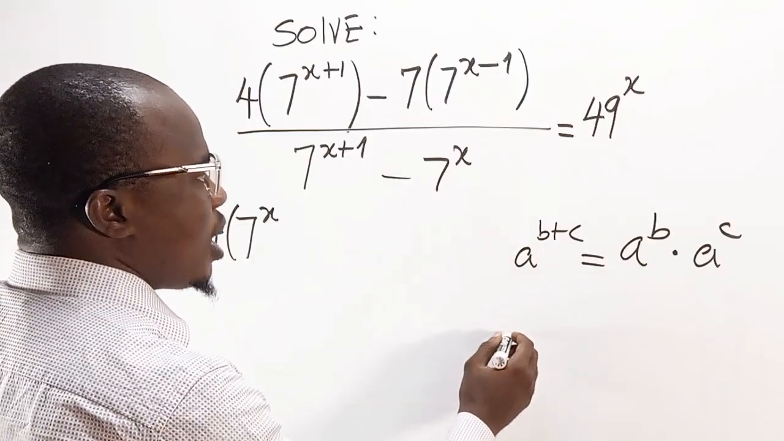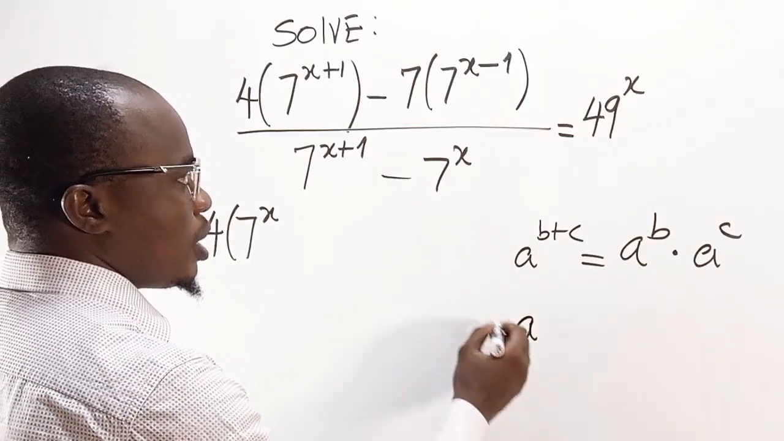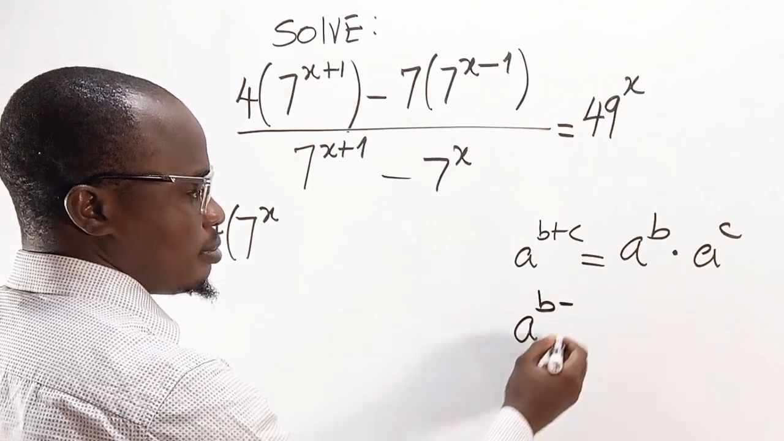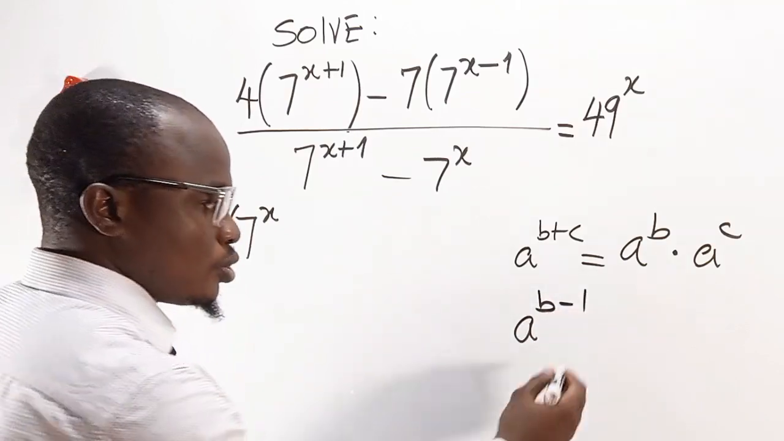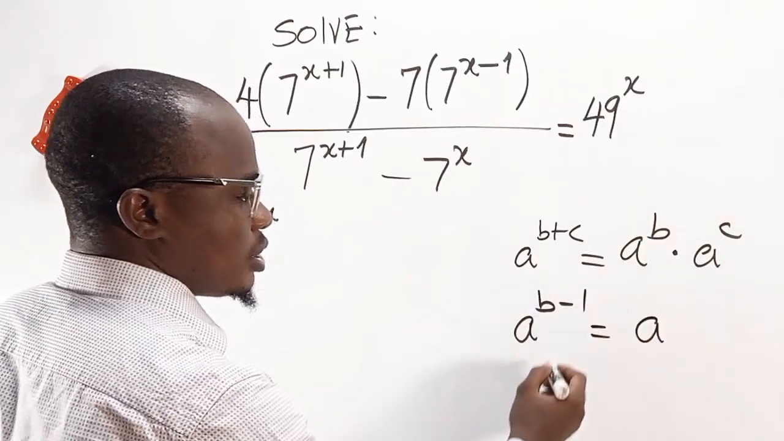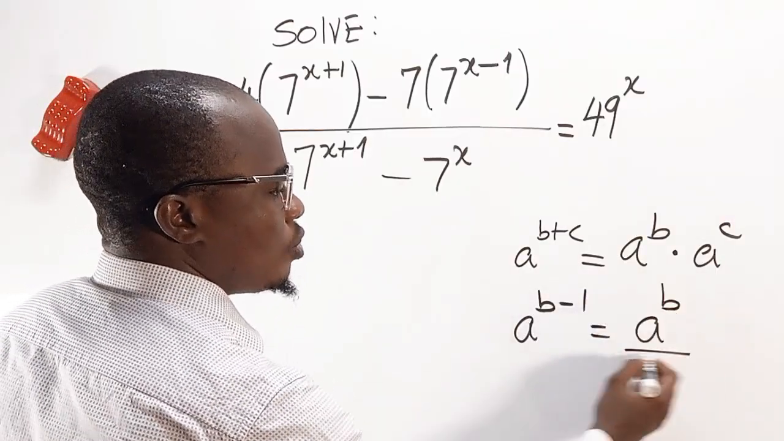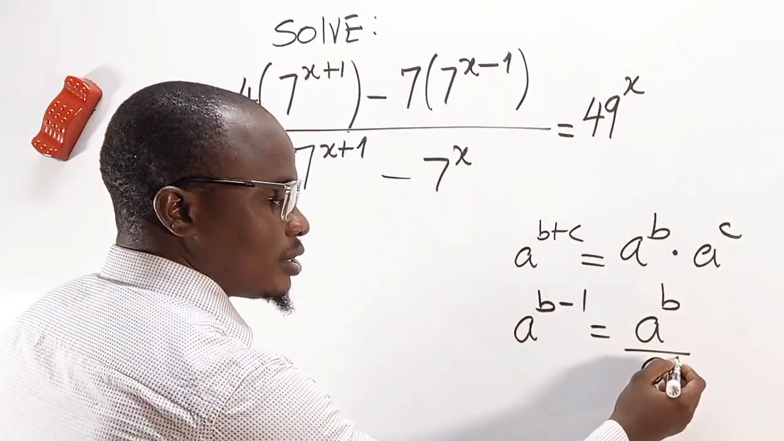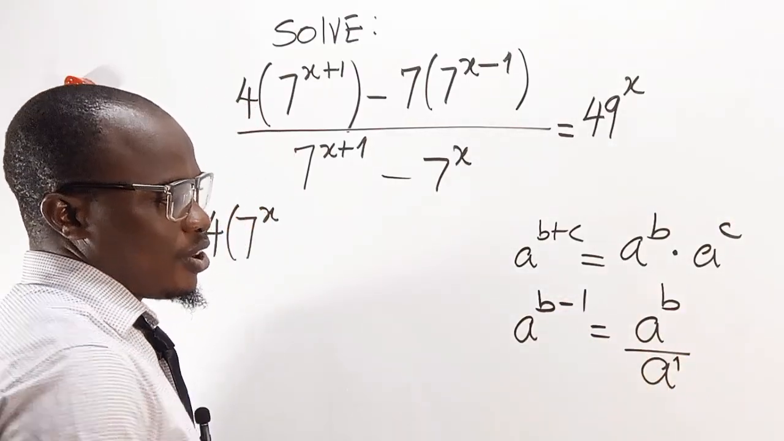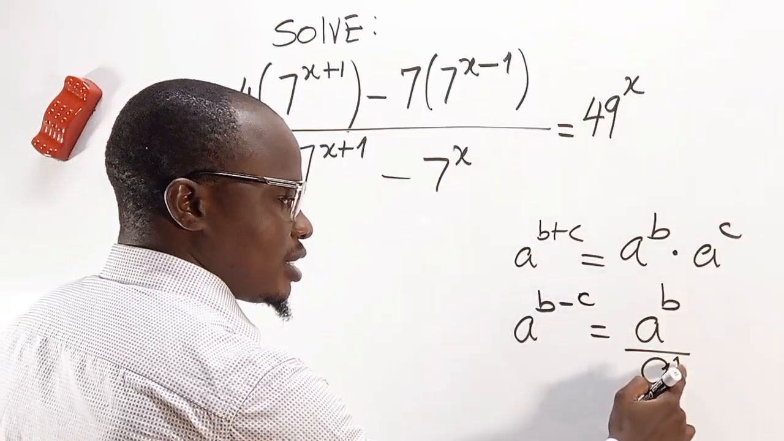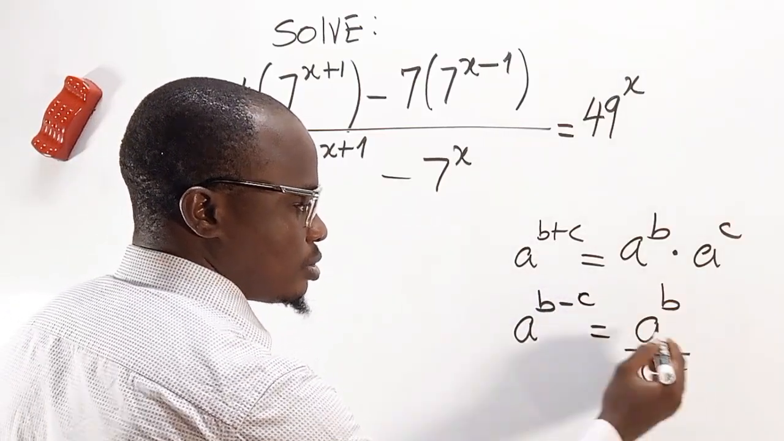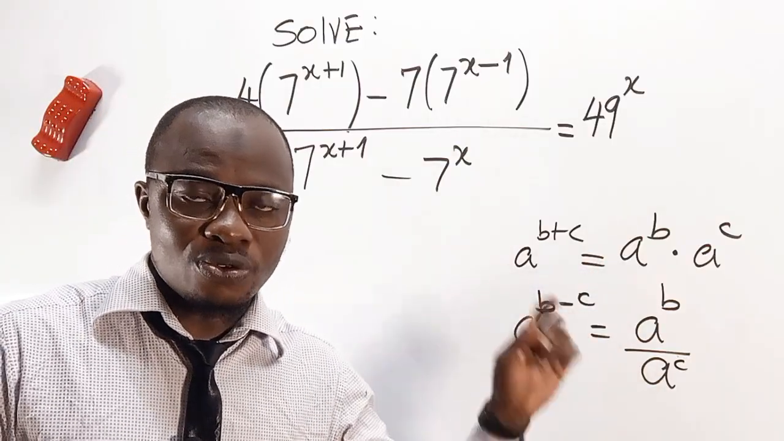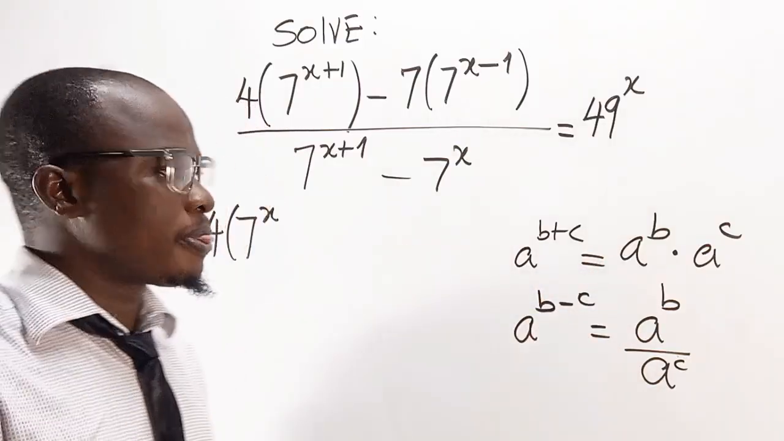At the same time, when you have a to the power of b minus c, you should know that this will give us a to the power of b all over a to the power of c. If this is c and this one will also be c, so these two properties, we need to take note of them.